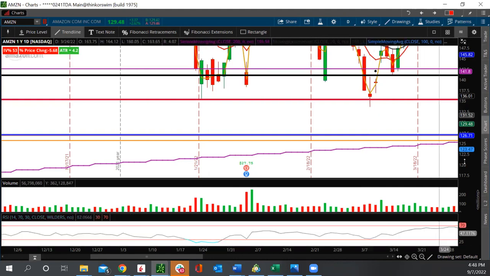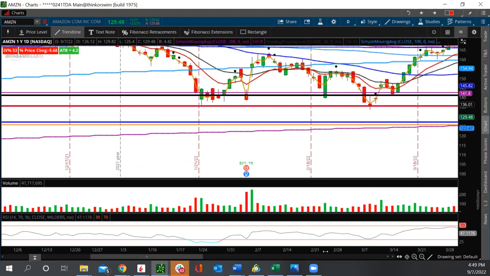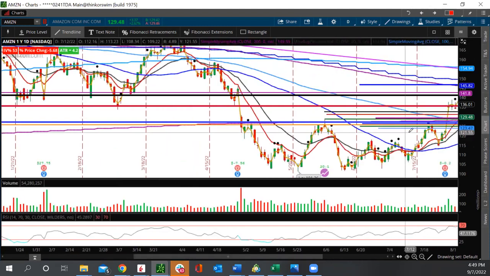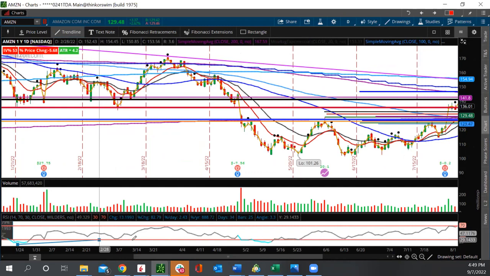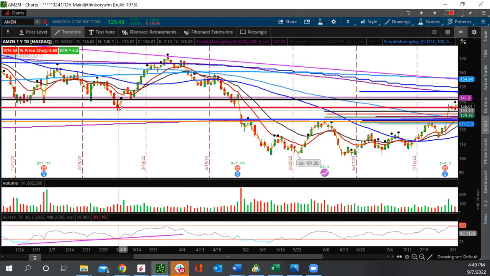So what can you expect, or what can you anticipate or look for? Well, here's exactly what happened. Here's the divergence from the previous low. Right there. This line is going up, yet price was making a new low. So there's your divergence.